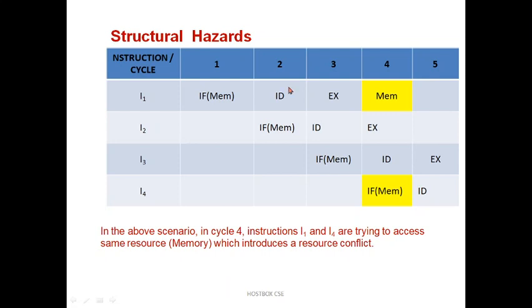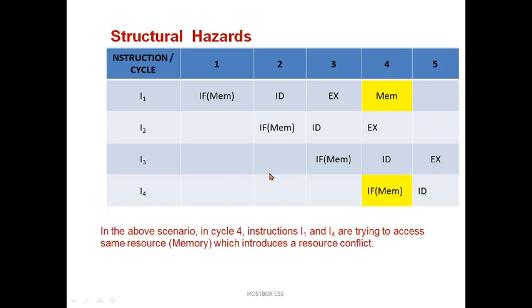I am again repeating. Whenever the pipeline starts to execute the instructions, I1 is completing, I2 starts, and before I2 completes its stages, I3 starts, and before I3 completes, I4 starts, no issue. But the problem is, when it comes to cycle 4, instruction I1 and instruction I4 are both trying to access the same resource here. So it will give a conflict. How do you avoid it? We'll see in the upcoming session.